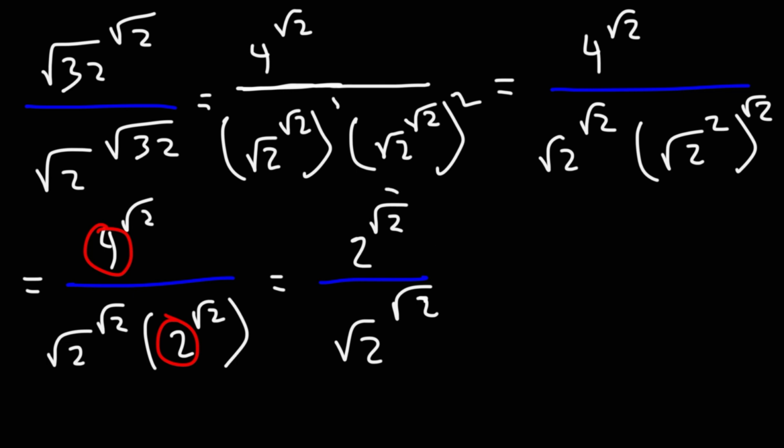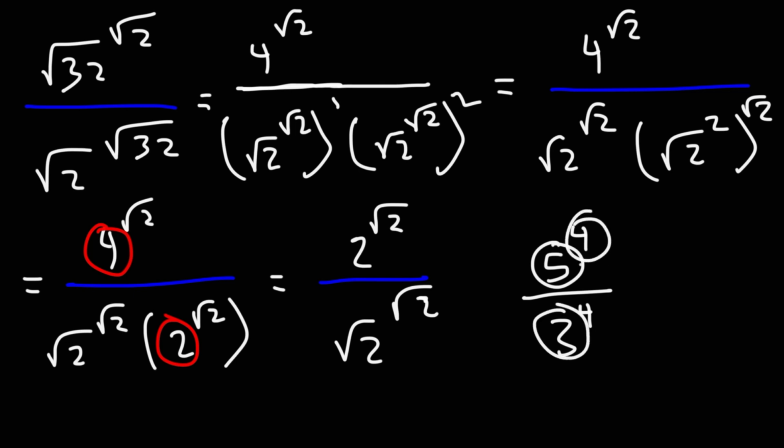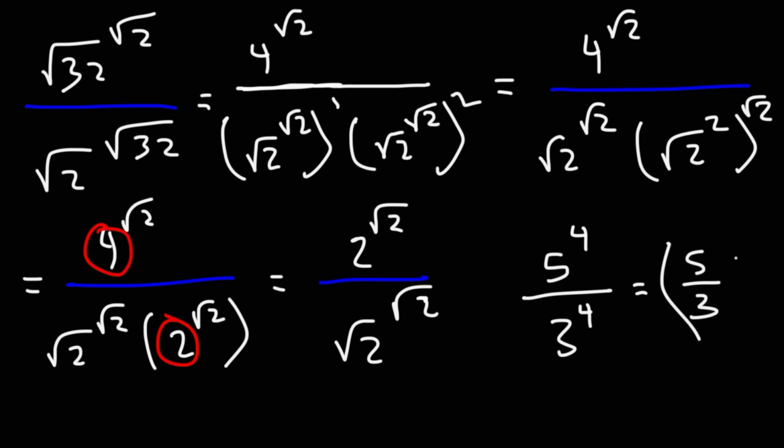Notice though, we have the same exponent. So let's talk about another technique that we can use here. Let's say we have 5 to the 4 over 3 to the 4. The bases are different, but the exponents are the same. What we can do is write this as 5 over 3 raised to the 4th power, because they have the same exponents. And that's what we want to do here.